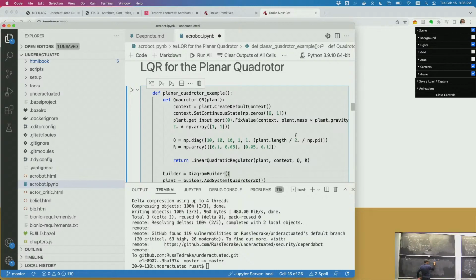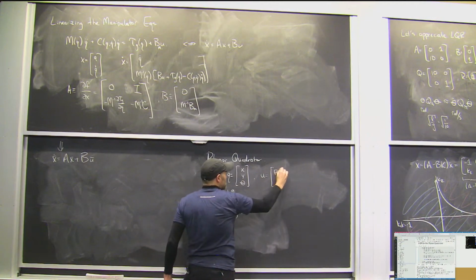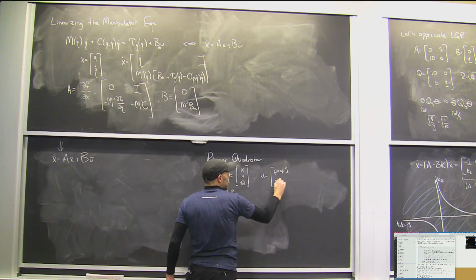Where I have Q for this is X, Y, and theta. So I'll have the little quadrotor that I draw like this in the plane, okay, that's the XY position, and it's got some nominal angle theta, okay. And then U is the propeller, the thrust you get from a propeller.